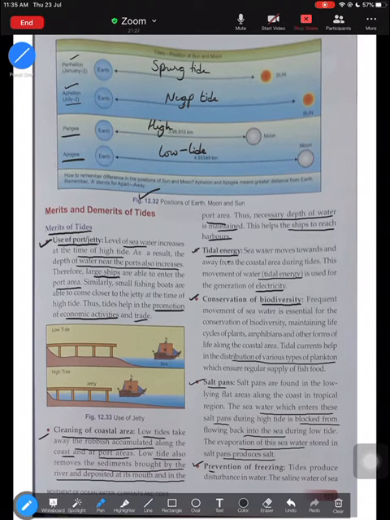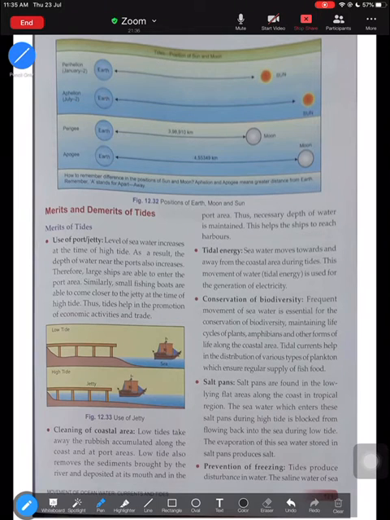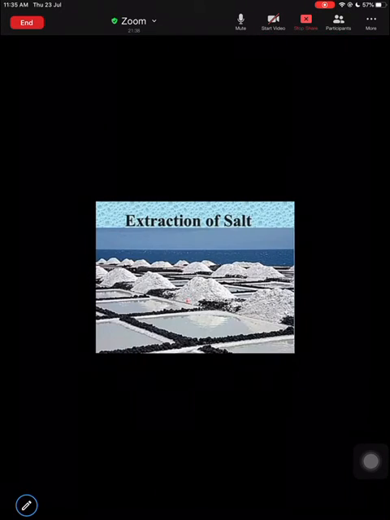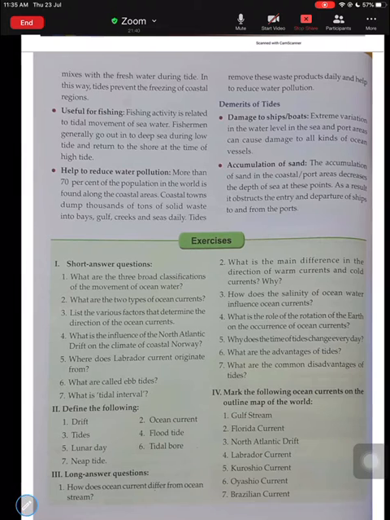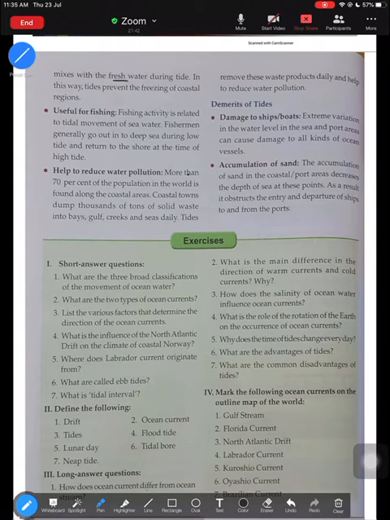Tides even prevent the coast from freezing, because tides produce disturbance in the water, and the water starts mixing up when there's high tide and low tide. So the saline water of the sea mixes with the fresh water during tide. This way, the tides prevent the coastal area from freezing.